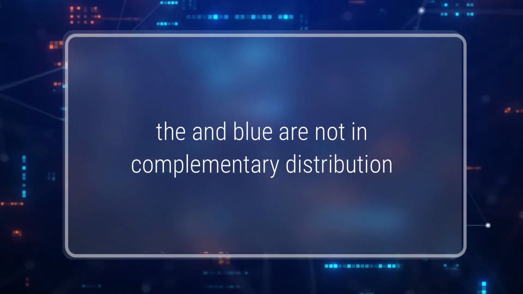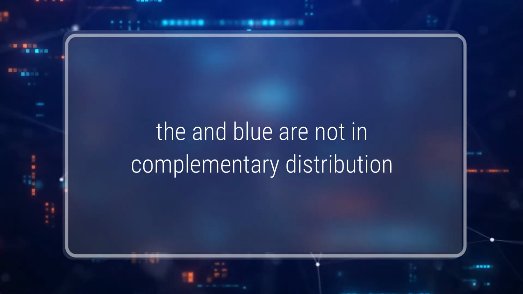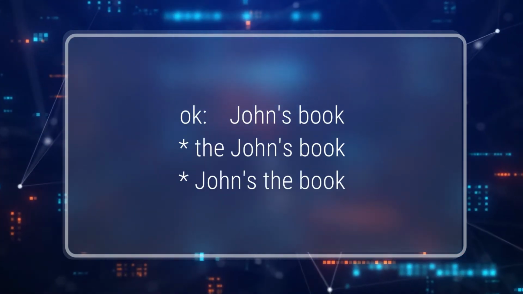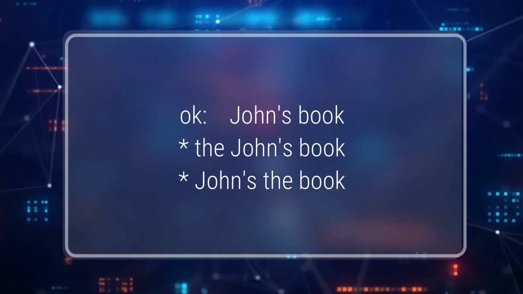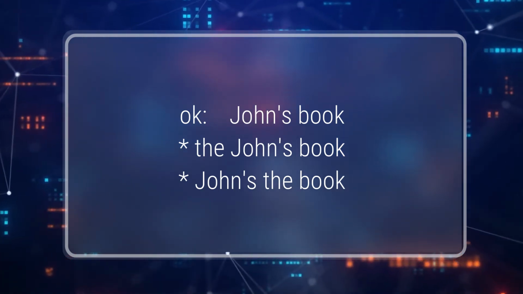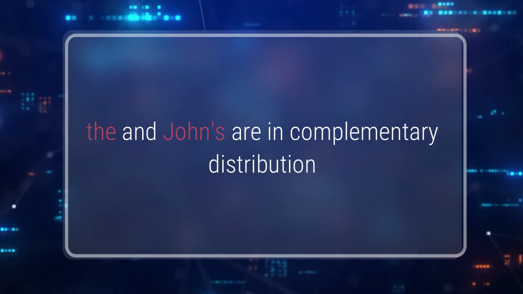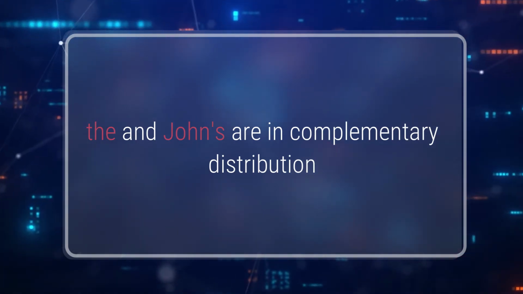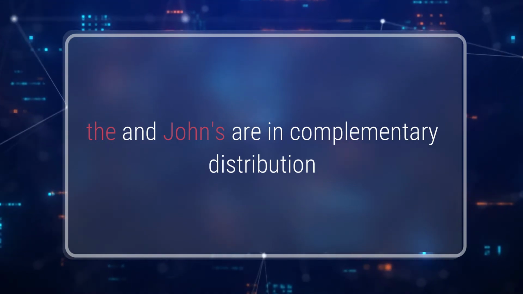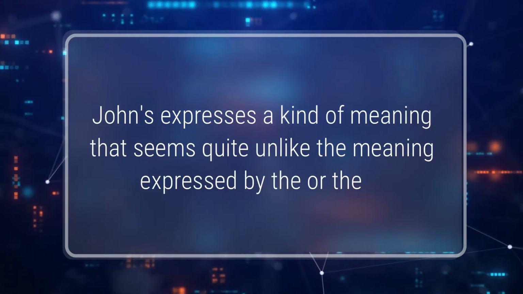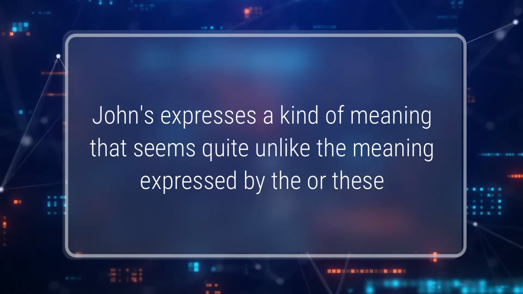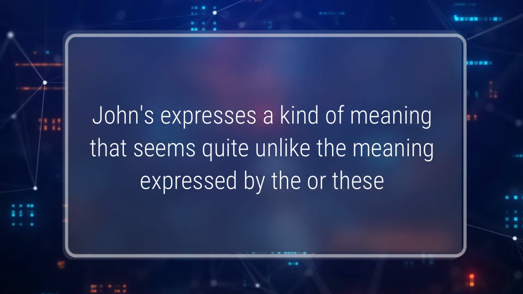Like our other test for category, this one is not foolproof. Consider the example on this data. It is okay to say John's book, but not the John's book and John's the book. We see that the and John's are in complementary distribution, but later we will provide reasons to reject the view that they are the same category. Something slightly more complicated explains the complementary distribution in this case. Note, however, that meaning can be a guide here. John's expresses a kind of meaning that seems quite unlike the meaning expressed by the or these.